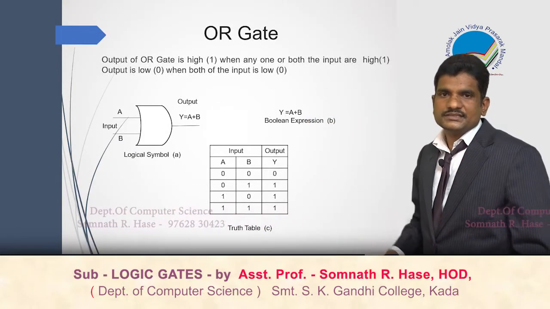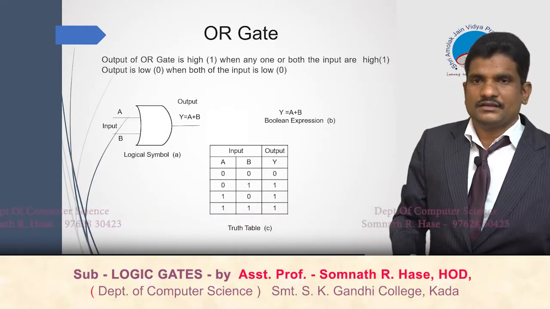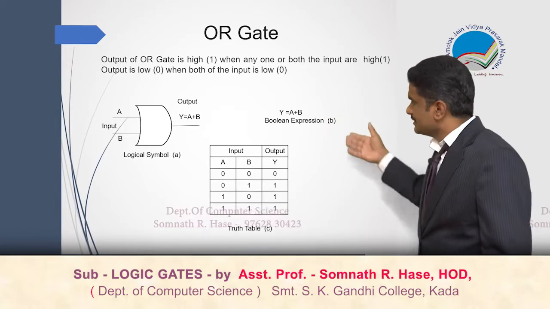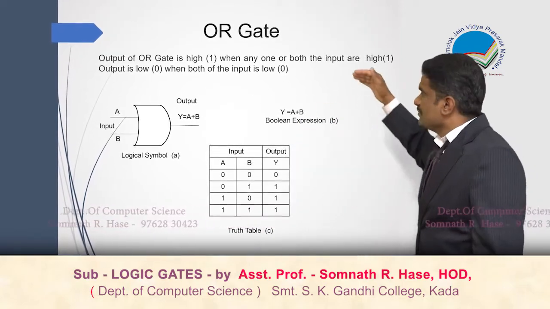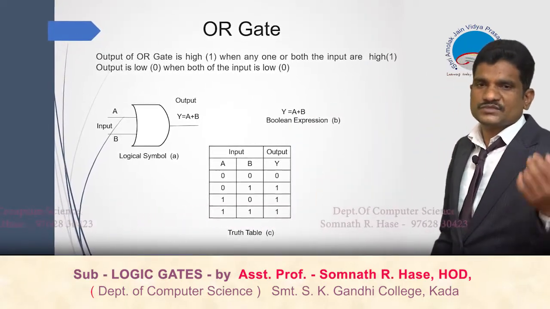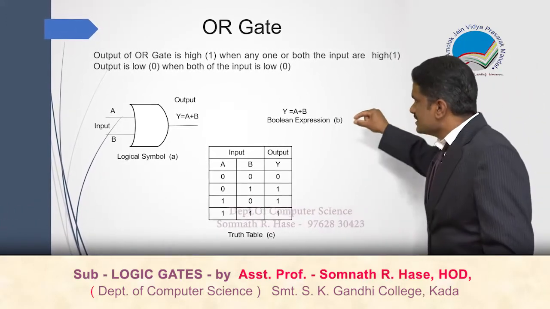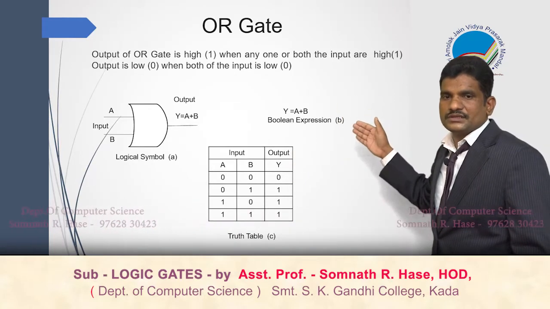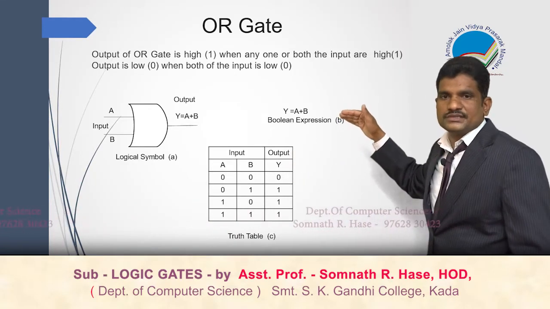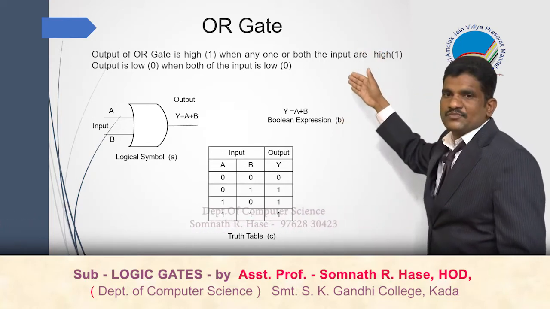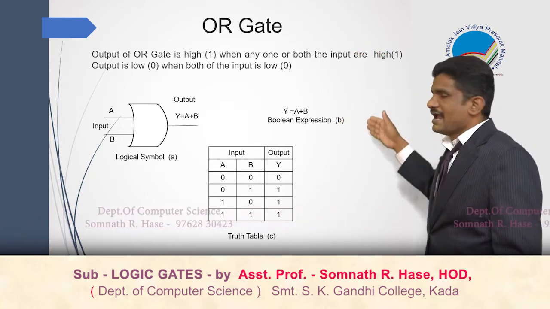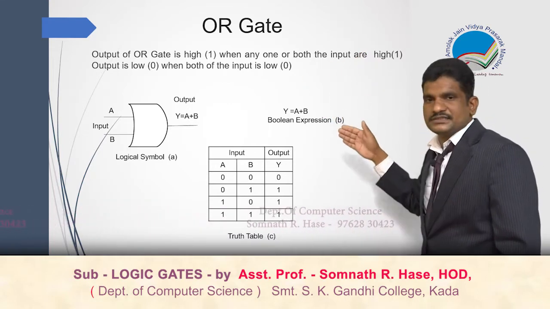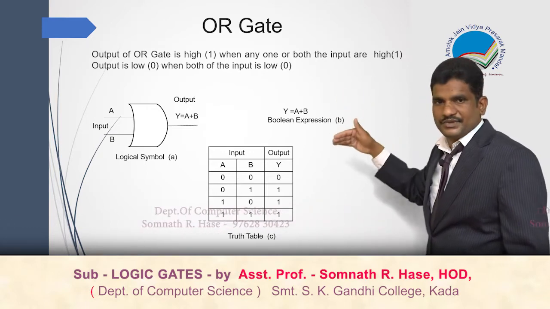The next one is the OR gate. The OR gate states that when both the inputs are 1, the output is 1. When one input is 1, the output is also 1. When both the inputs are 0, the output is 0. So this is the logical symbol of the OR gate, with inputs A and B. The Boolean expression is Y equals A plus B.